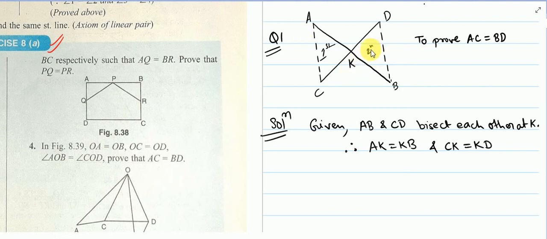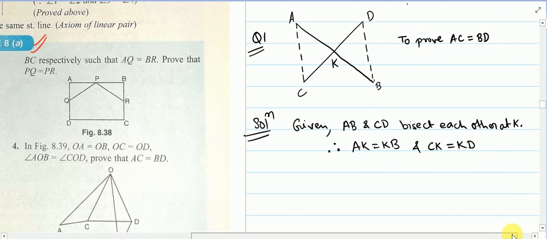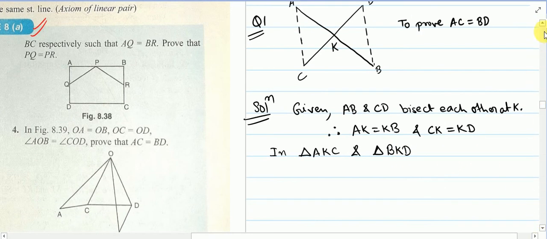Now let me write that. Since I want to show these two triangles congruent, I have to write: in triangle AKC, when I say AKC, I am talking about this triangle, and triangle BKD. So now in these two triangles, what do we have?